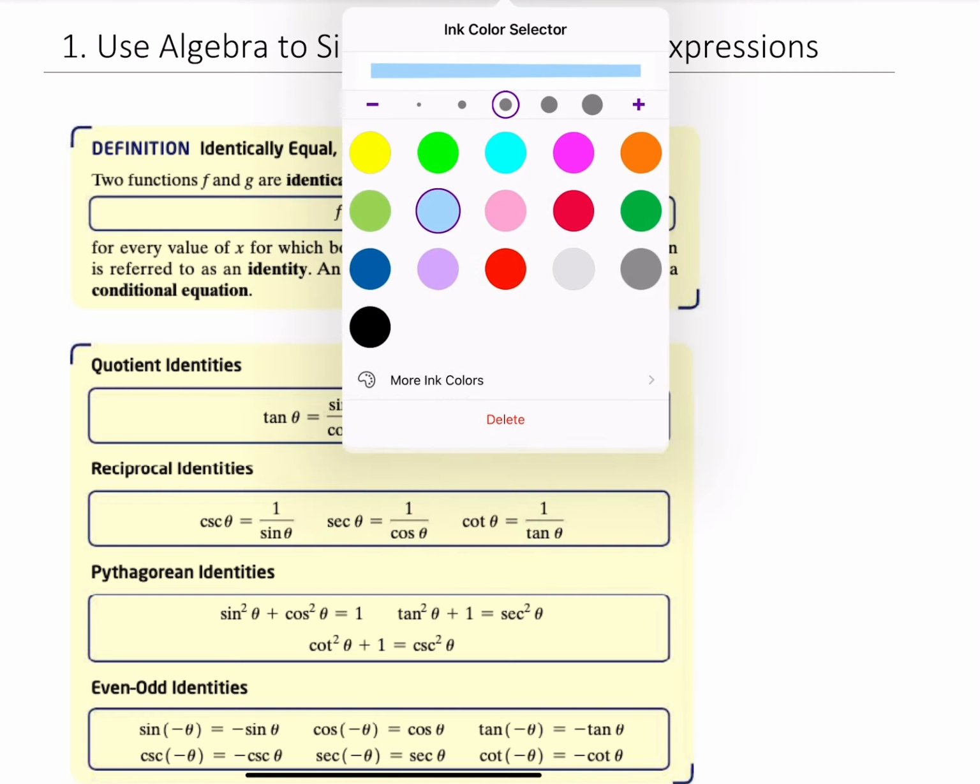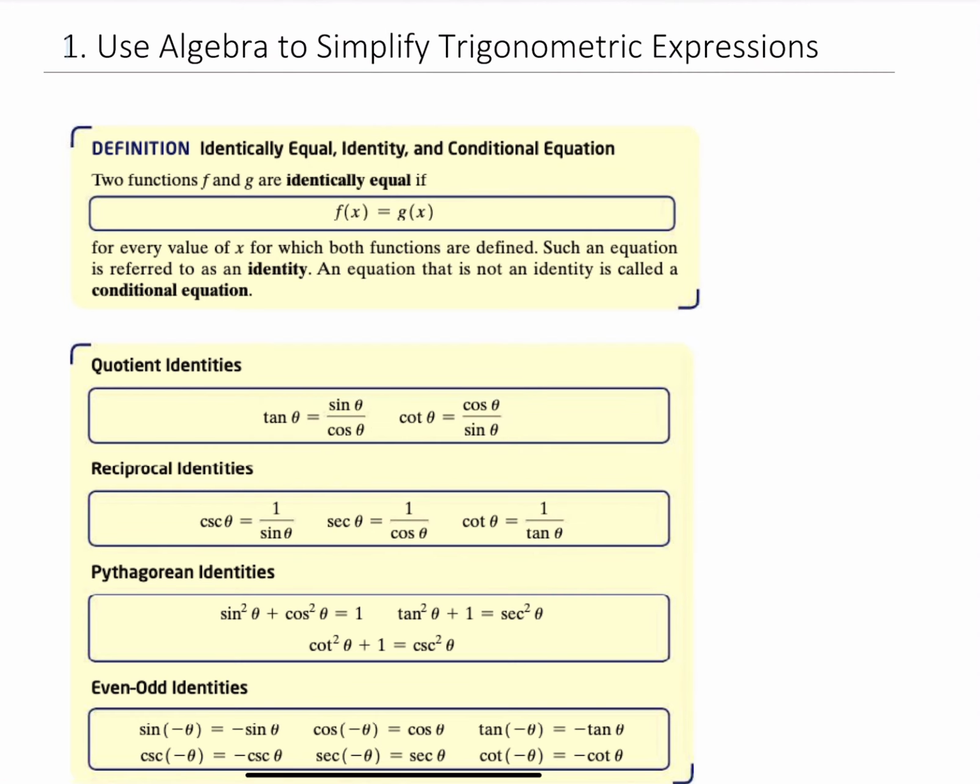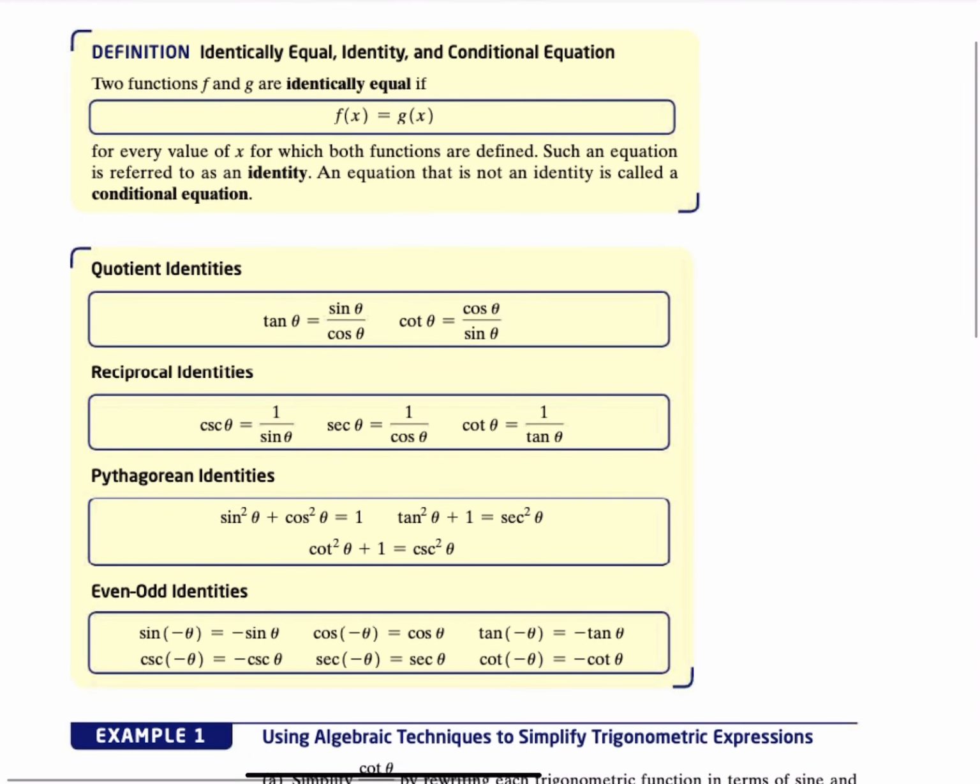So our first section is on using algebra to simplify some trig expressions, meaning we can maybe reduce it or turn it into something more simple. The text first defines what they mean by an identity. We've been using this term, a trigonometric identity. They use general function notation here, just basically meaning that two things are equal for all values of x.